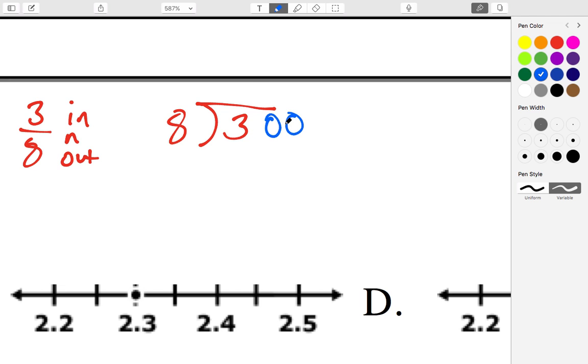Okay, 2 zeros and the decimals. Very good, guys. 8 goes in 3 how many times? 0. 8 times 0 is 0, so we don't have to do that. 8 goes in 30 how many times? 8 times 4 will be 32, so it's a little bit over. 3 then. 8 times 3 is? 24. So what is 30 minus 24?